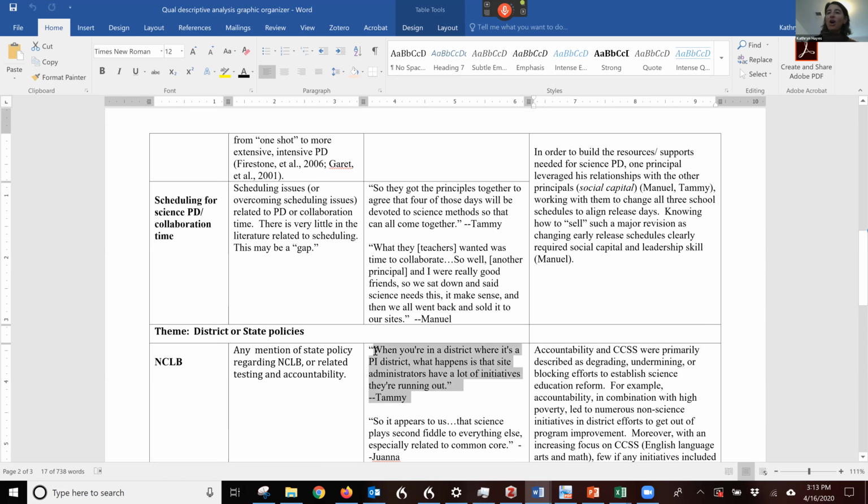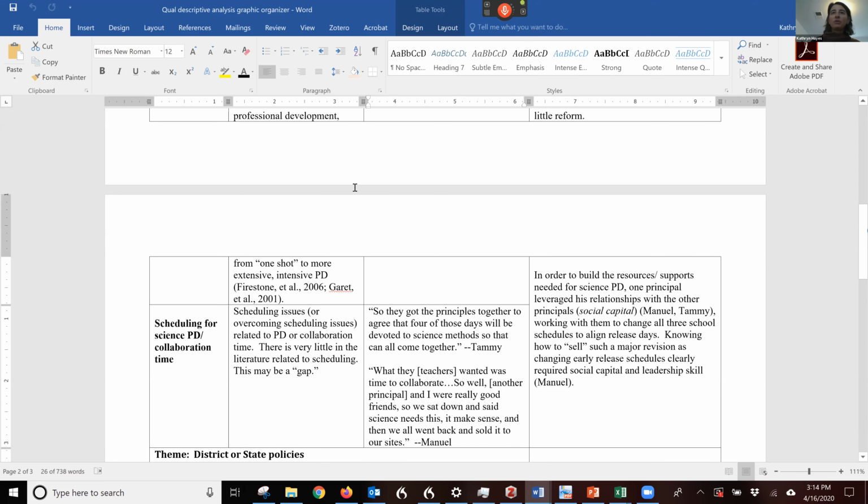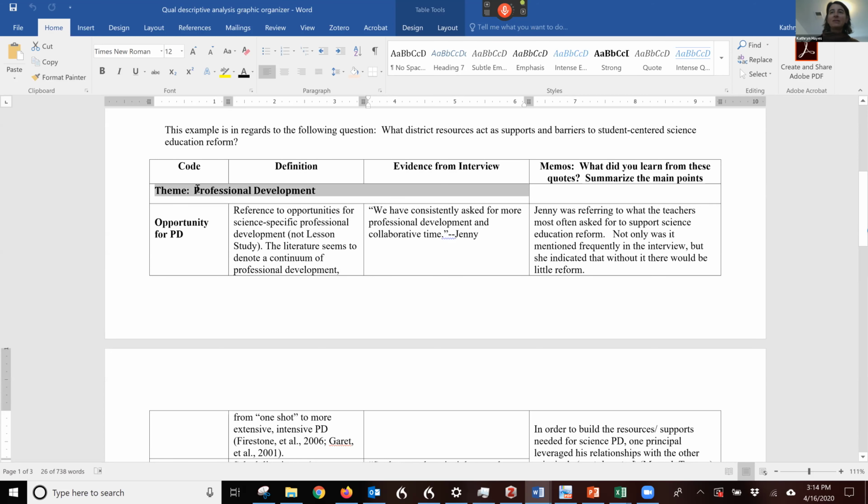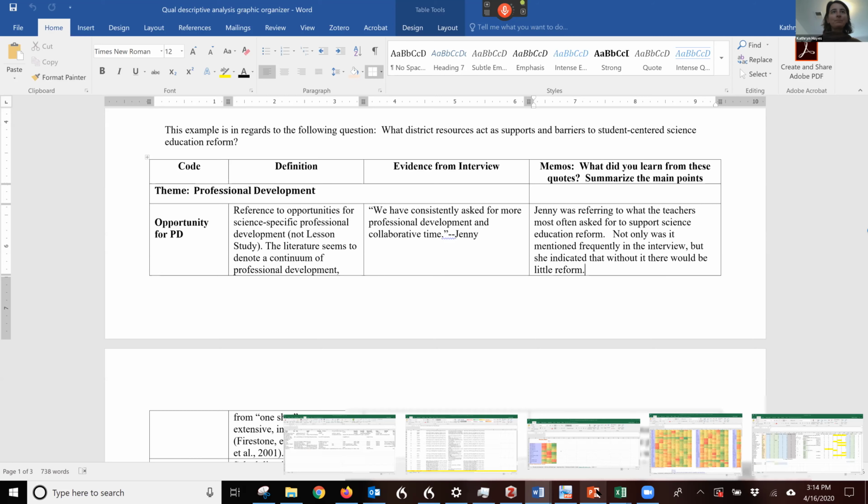What's really great is I already have evidence right here in my graphic organizer to support that claim. So you already have your organization for your findings: your themes, your sub-themes, your codes, and then you have your claims. And sometimes the memos are broad like that, like they make a good claim, and sometimes they are good for interpreting the quote. And we're going to talk about both of those things here in a moment.